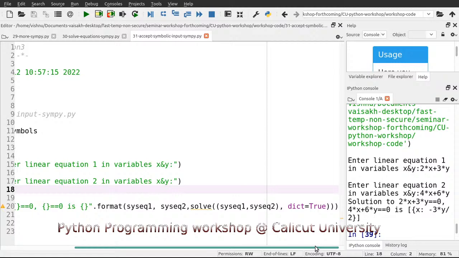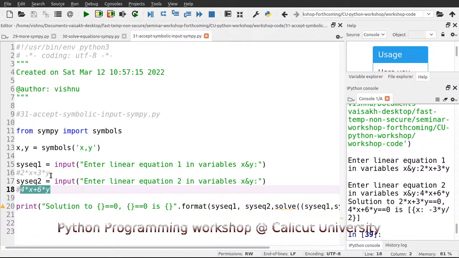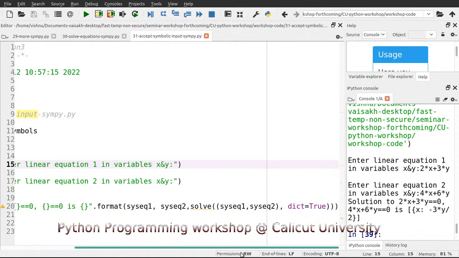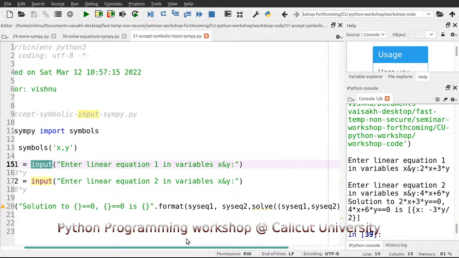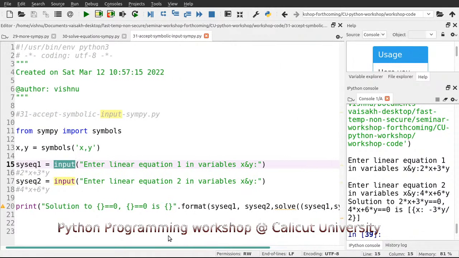So x and y are treated to be 2x plus 3y. What is happening here? What is the equation I gave? Okay, so the value is given to be x in terms of y. Even though we have given the expression as a string, sympy automatically, because it understands that x and y are defined to be symbols, automatically took the x and y entered inside a string as symbols.